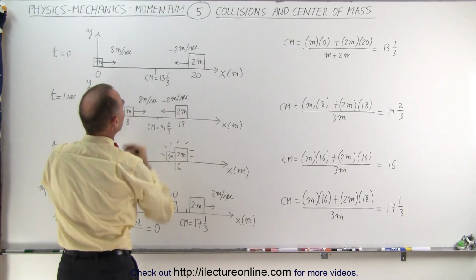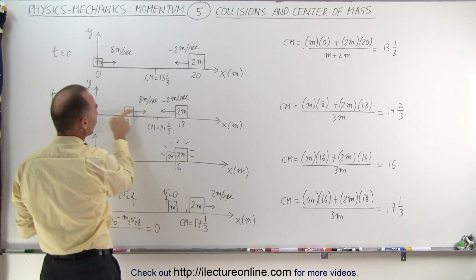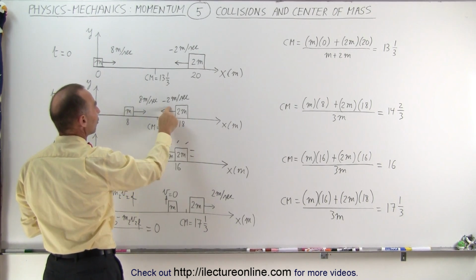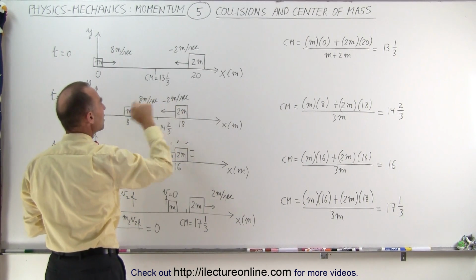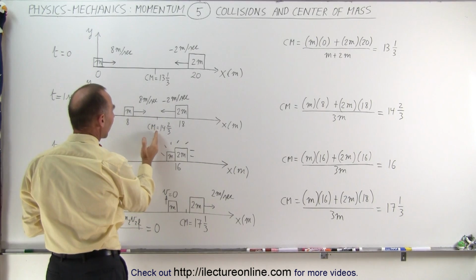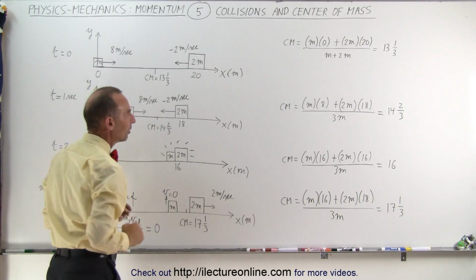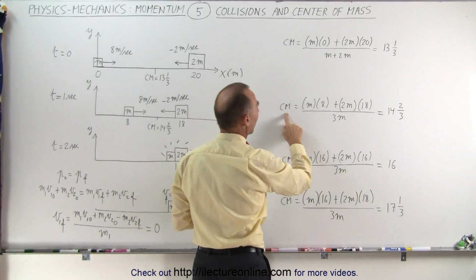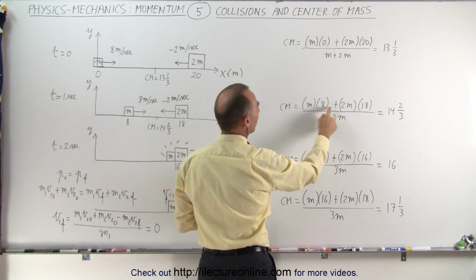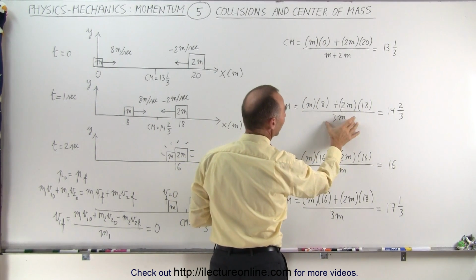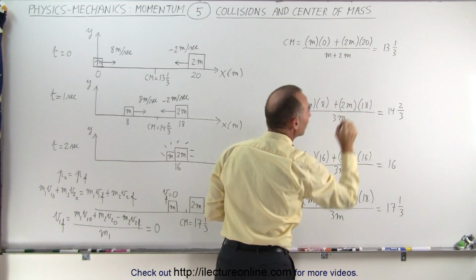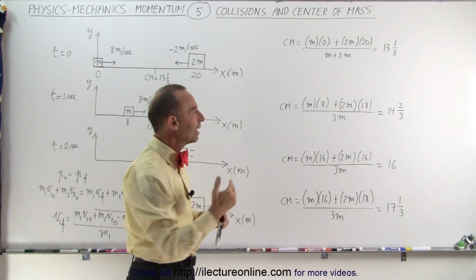Now they're only 10 meters apart. This one is still moving to the right at 8 meters per second. This one is still moving to the left at 2 meters per second. But now the center of mass has moved to the right. Again, when we calculate the center of mass, it's mass times position plus mass times position divided by the total mass. It's now 14 2/3 meters from the origin.